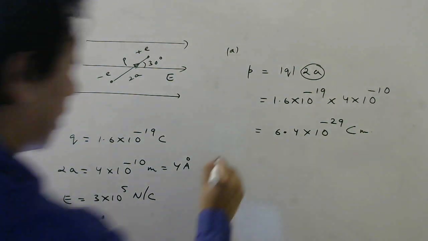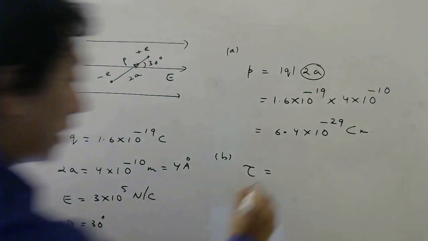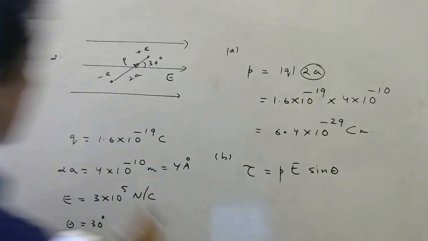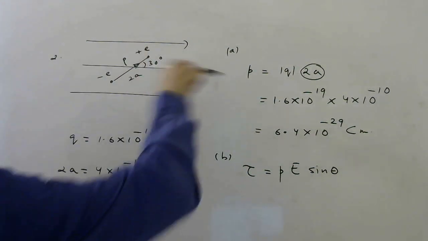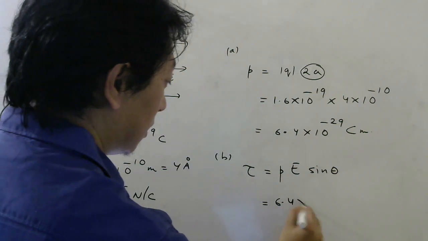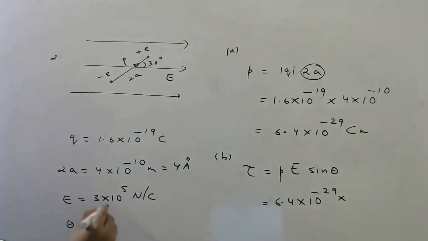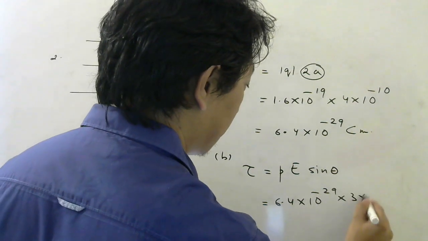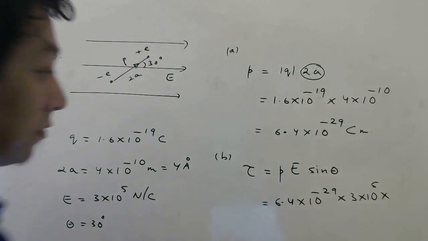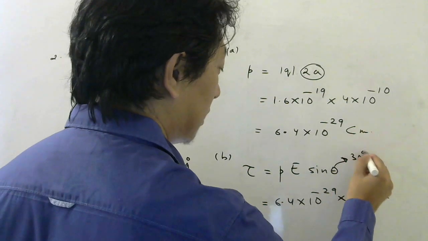Now we have to calculate torque. Torque formula, go back and check. It is PE sine theta. Theta was angle between dipole moment and electric field. Now what is P? 6.4 into 10 power minus 29. Electric field, how much they told? 3 into 10 to the power 5. And theta is given 30 degree and sine 30 is half.